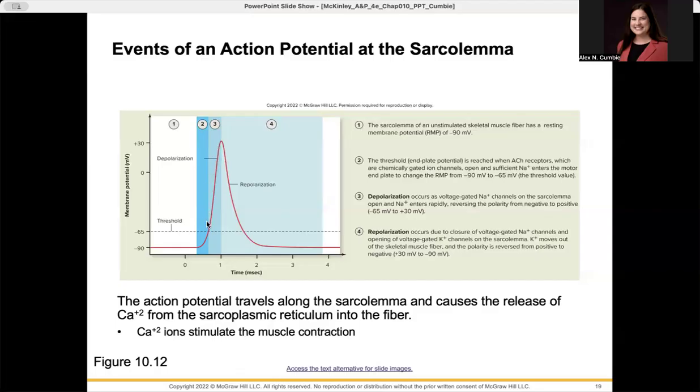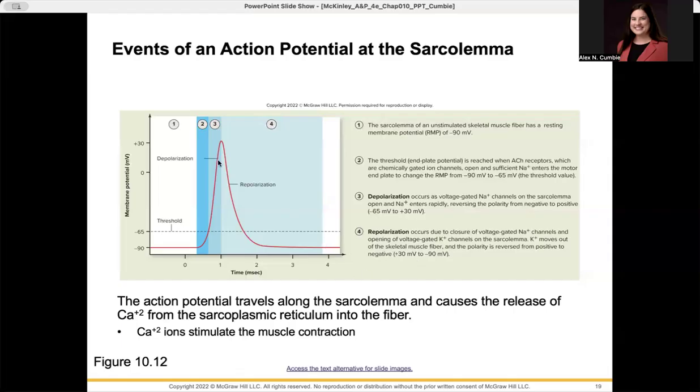During this depolarization phase, the action potential travels along the sarcolemma. Remember, sarcolemma is just our cell membrane, and it causes the release of calcium from the sarcoplasmic reticulum. The sarcoplasmic reticulum in the muscle fiber cell is just storing calcium. When it becomes activated, because we are creating this action potential through depolarization, those calcium ions are stimulated and released from the sarcoplasmic reticulum. Those calcium ions, we're going to talk about in a minute, are going to bind to one of our muscle filaments so that we can start our muscle contraction.